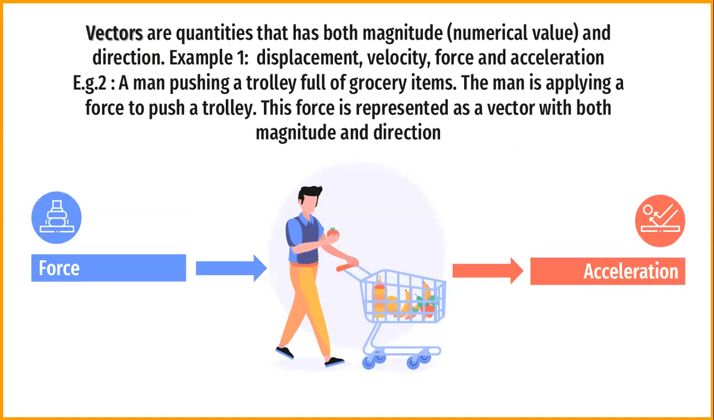Vectors. Vectors are quantities that have both magnitude, a numerical value, and direction. Examples of vectors are displacement, velocity, force, and acceleration. Example 2 is a man pushing a trolley full of grocery items, and the man is applying a force to push the trolley, and this force is represented as a vector with both magnitude and direction.